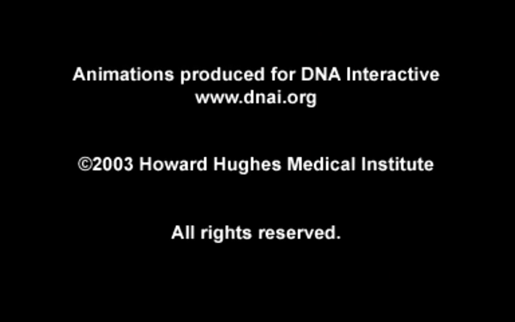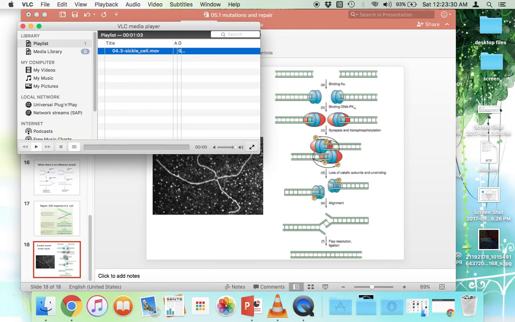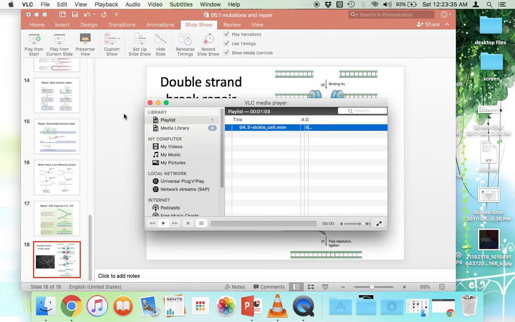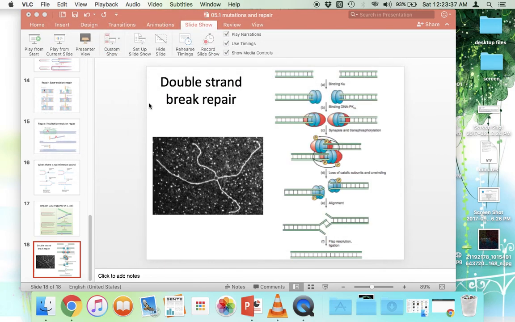If you see, based on that video, it's a single change in DNA that has caused the change in the structure of the red blood cell, causing sickle cell anemia. So please make sure that you read on repair and mutations in your module or in any biochemistry book, and prepare questions if you have any for class.